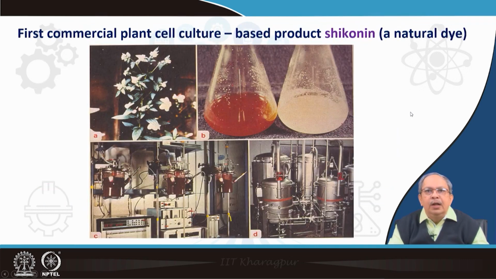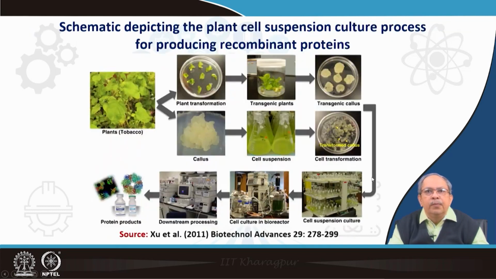Okay. And in the next one, this is the original plant Lithospermum, and the first one on the right side is the cell culture grown in the growth medium, and the second one is the cell culture when transferred to the production medium, which produces the red colored dye. This is the scale up at the laboratory level, and the right side bottom is the industrial scale production, which is followed by Mitsui Petrochemical Industries for production of shikonin.